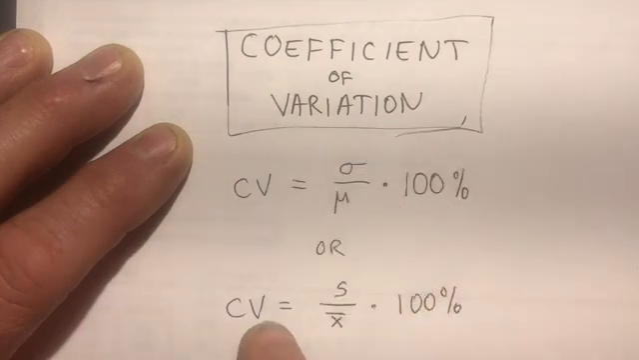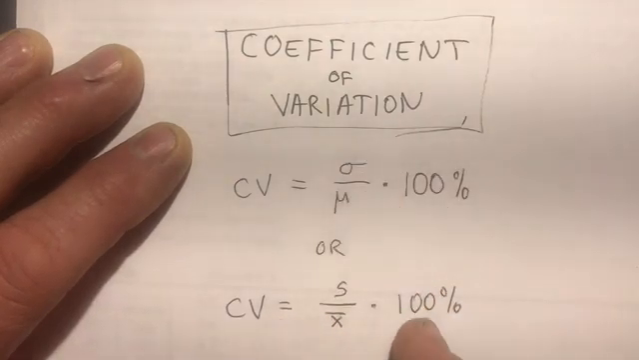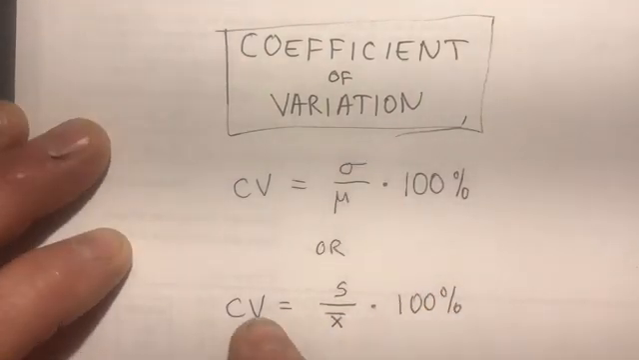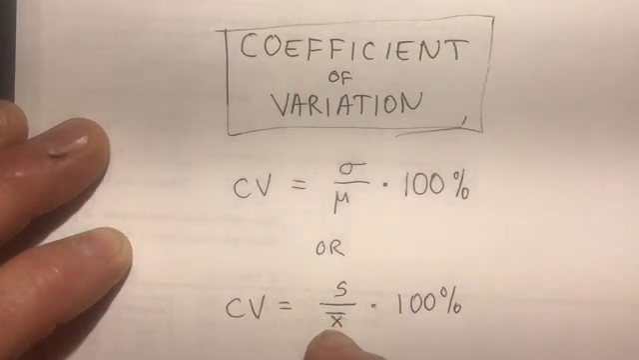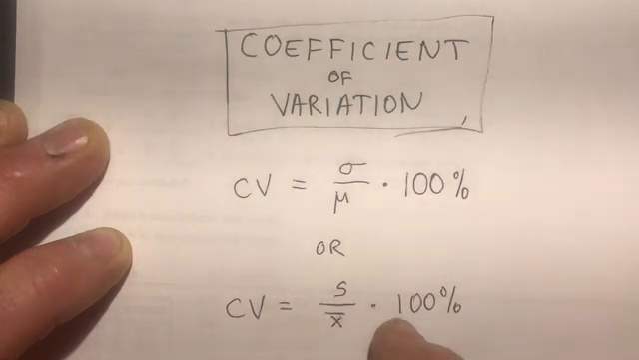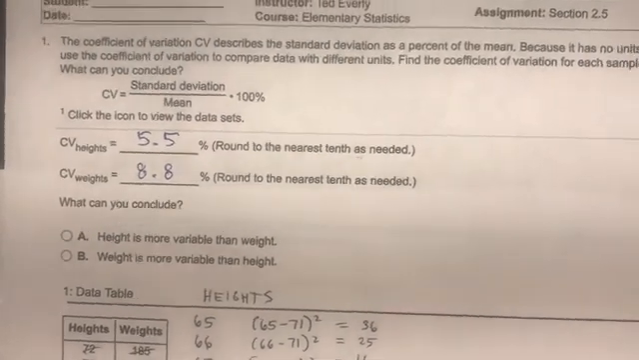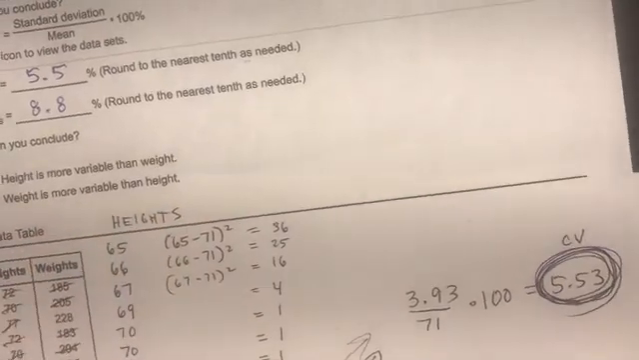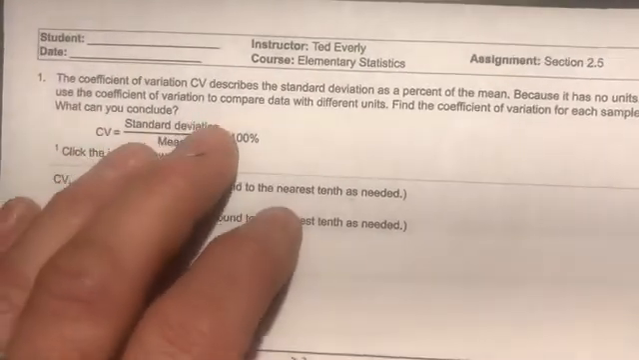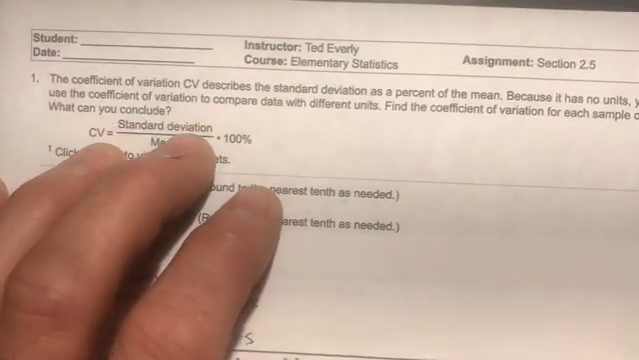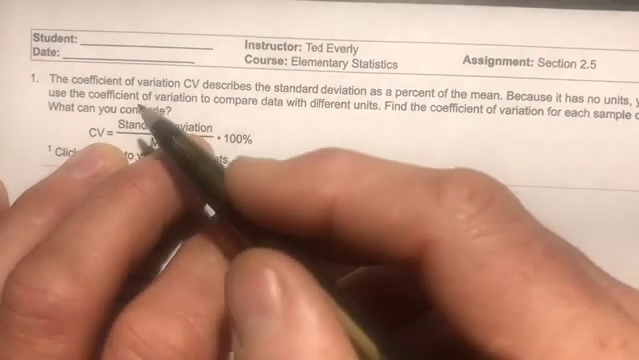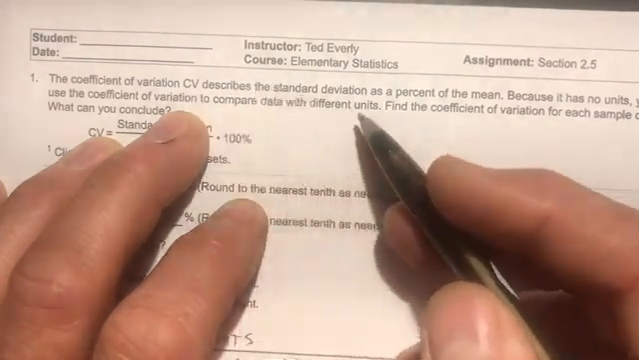Now, if you're just doing a sample, which is most likely what you're going to do, your coefficient of variation is going to be your S divided by your X bar, which is your standard deviation divided by your mean times 100. Okay? So here's a problem. We're going to go through it. I've already worked it all out, but I'll talk to you about it and then I'll do another one. It tells about the coefficient of variation.